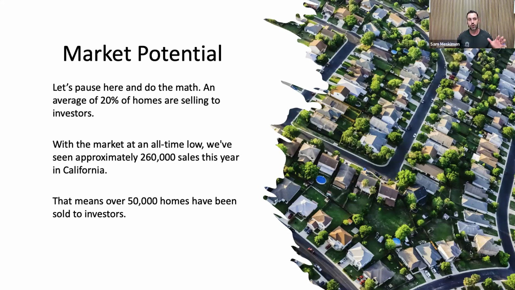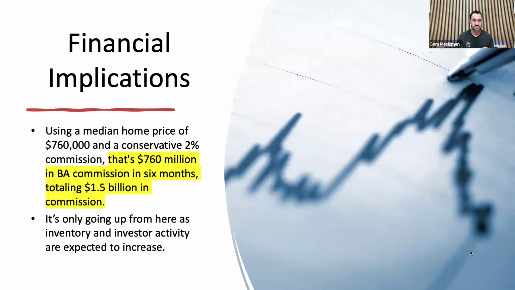An average of 20% of the homes are selling to investors. I used a conservative number there because I want to look nationwide, but ultimately it's a little higher than that in California. With the market at an all-time low, we've still seen 260,000 home sales as of June this year. So the first 6 months just in California, at an all-time low market, 260,000 sales. That means over 50,000 of these homes have been sold to investors. So that's a lot of transactions in just the very first 6 months.